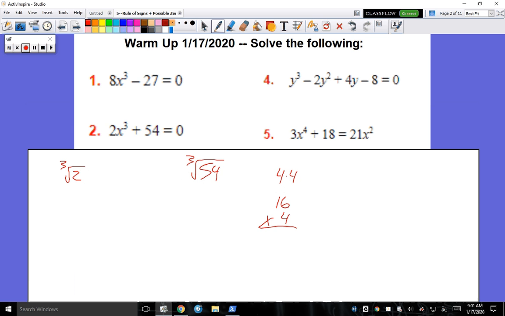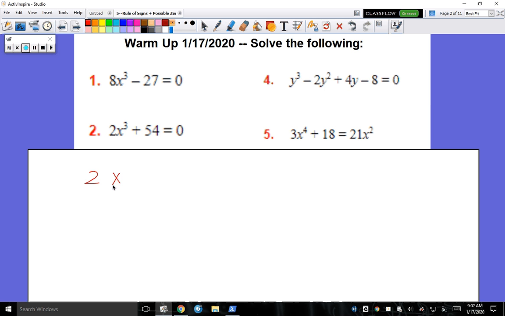Let's try times 4 more. So we have 4, 2, 64. I can. But, oh, my bad. But I can't do a 54, okay? So 64 I can, but 54 I cannot. Okay? So it's not going to be a sum of cubes. What do you suggest that we should have done to start factoring 2? GCF. Yeah, GCF is first.